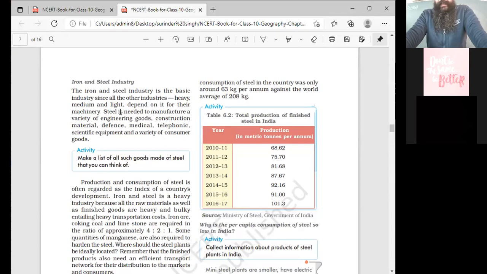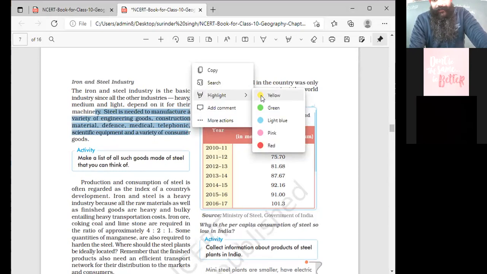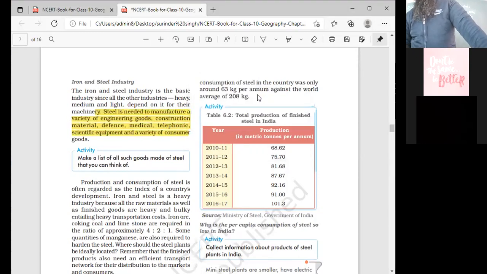Steel is needed for manufacturing equipment like mining, construction, agricultural machinery, transport, construction materials, medical and scientific equipment, defense and other scientific equipment. That's why iron and steel industries are known as basic industries.